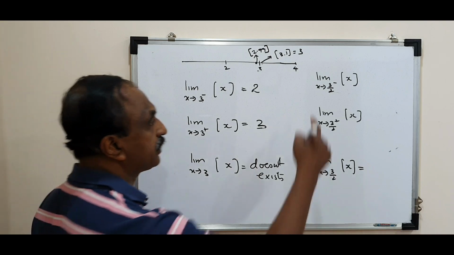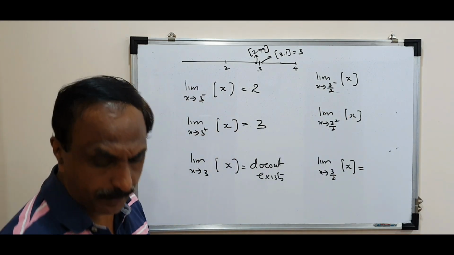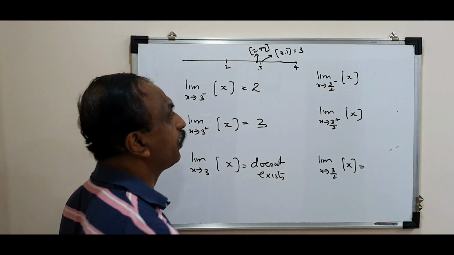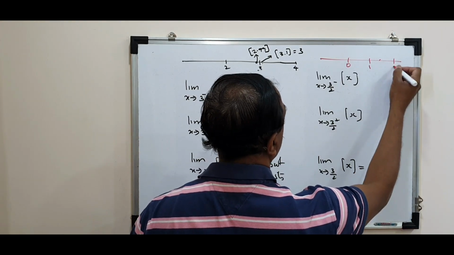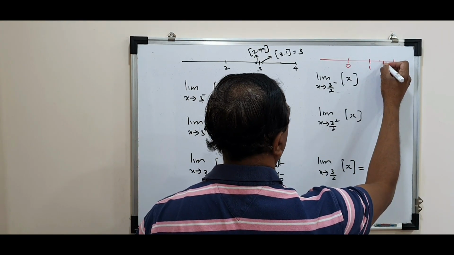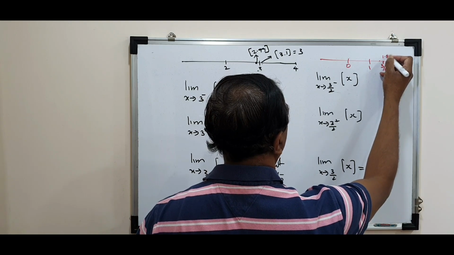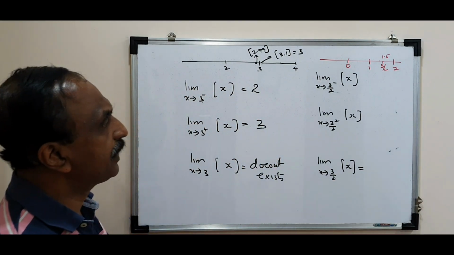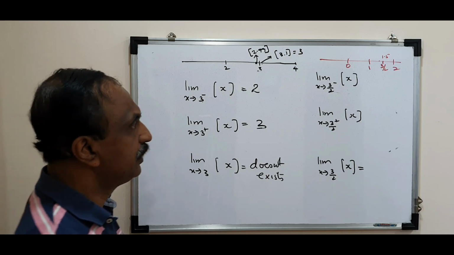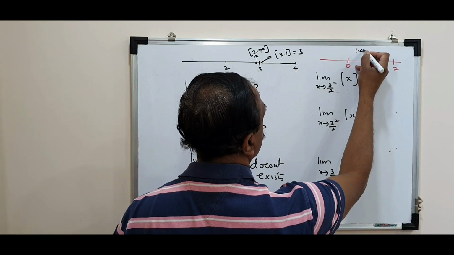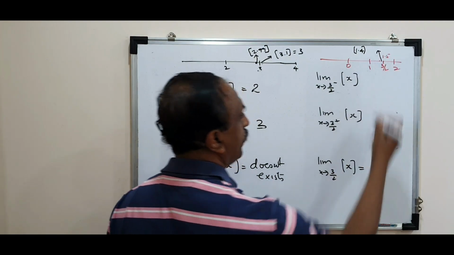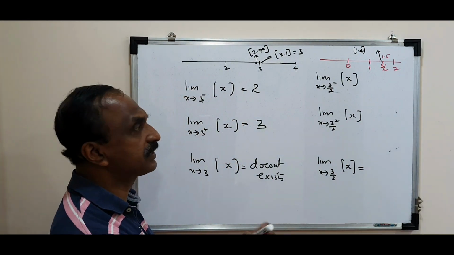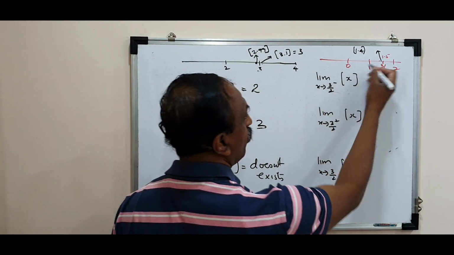Now let's have a look at this case, which is 3 by 2, meaning 1.5. This is 0, this is 1, this is 2. 3 by 2 comes here, which is 1.5. Let's take a number a little less than 1.5, let's say 1.4. The integer of a number near 1.5 but less than 1.5 will be 1 itself.